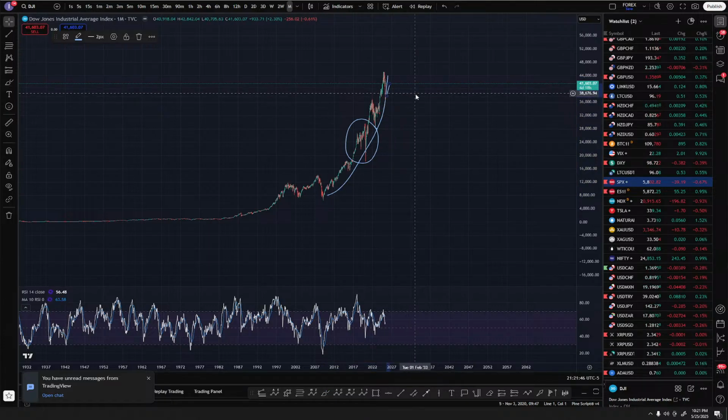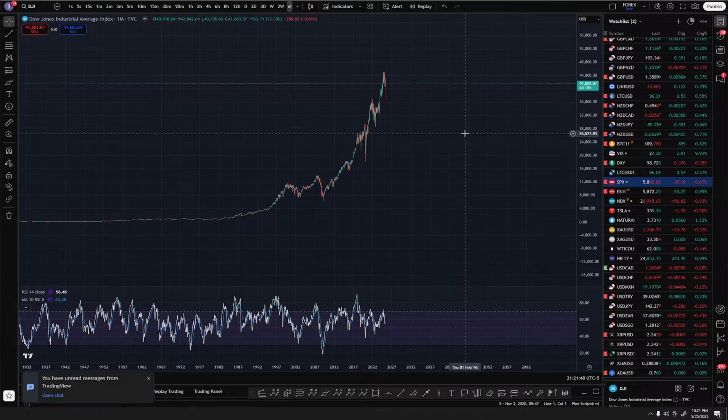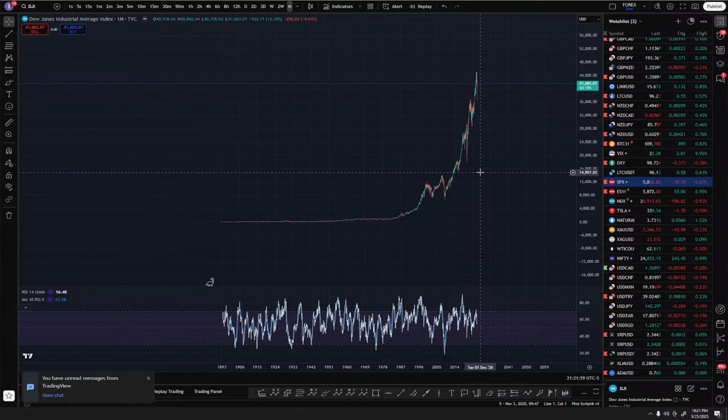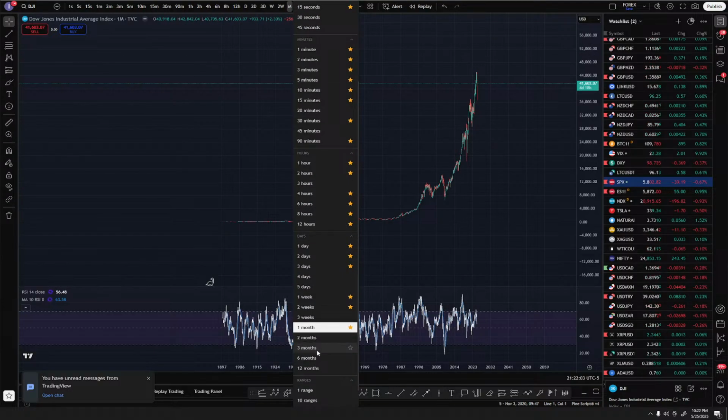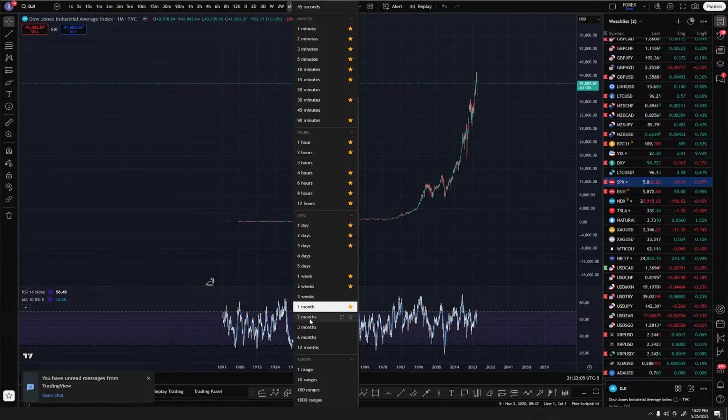But the problem is I don't have any geopolitical reason to believe, just in the current landscape, that this is pumpy. How do I read this? Let's go to the 2-month chart.